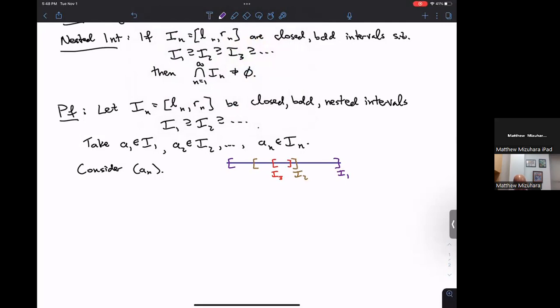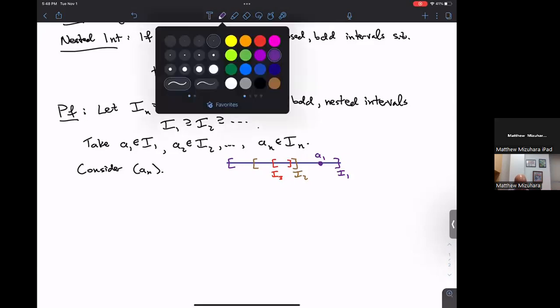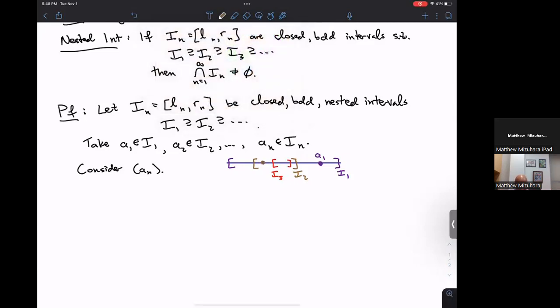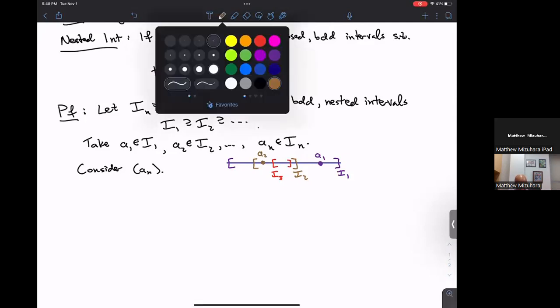So A1, I'm going to try to color code it, right? So A1 was a number in I1. Now, it may or may not be in the other intervals too, right? I'm not saying anything about that. I'm just saying some number from I1. A2 is some number that was in the I2 interval, and so on.